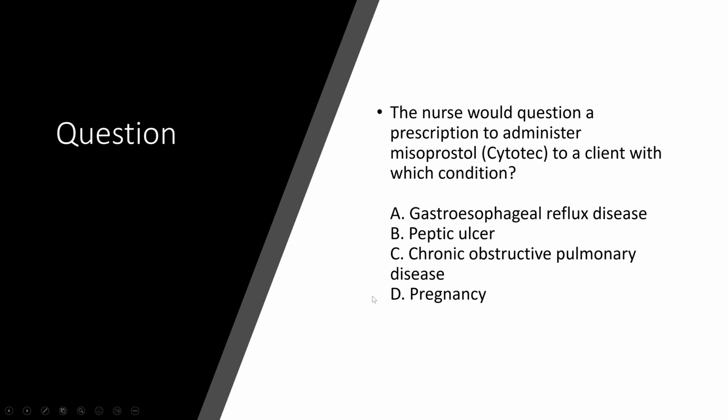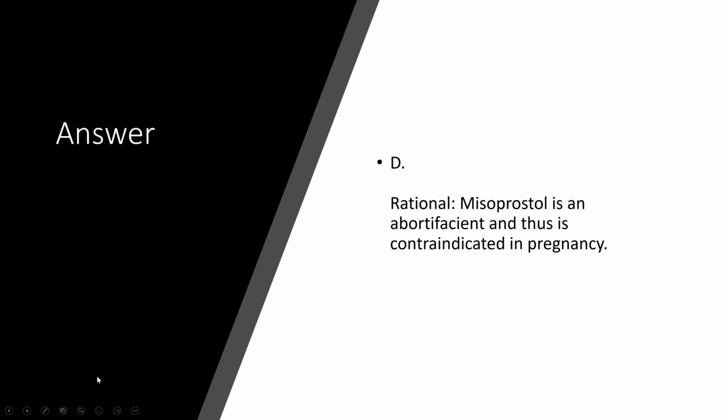Okay, a nurse would question a prescription to administer misoprostol or Cytotec to a client with which condition? A, gastroesophageal reflux disease, B, peptic ulcer disease, C, chronic obstructive pulmonary disease, D, pregnancy. Don't know if you guys have gone over this yet. Yeah, so this is going to be D. Misoprostol is also an abortifacient, and it would be contraindicated in pregnancy.